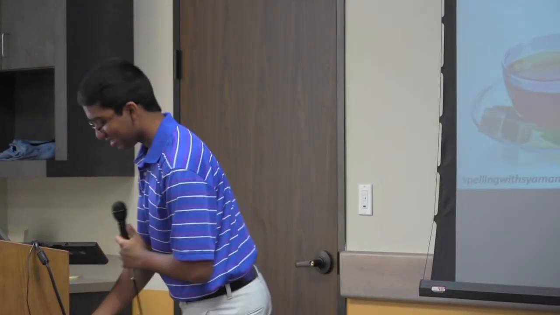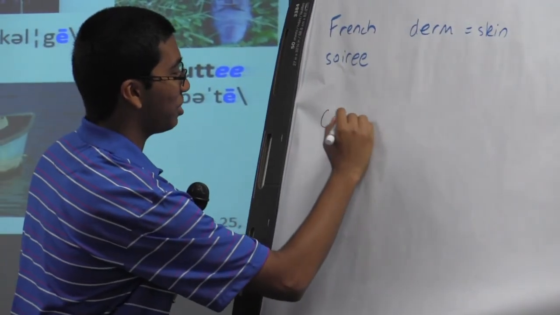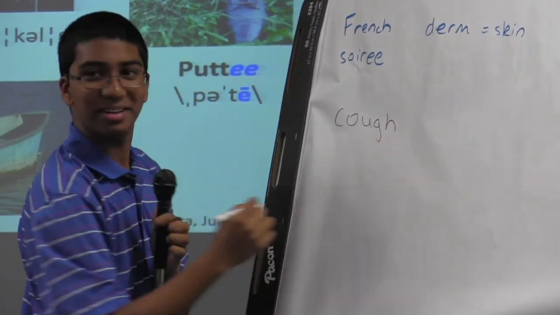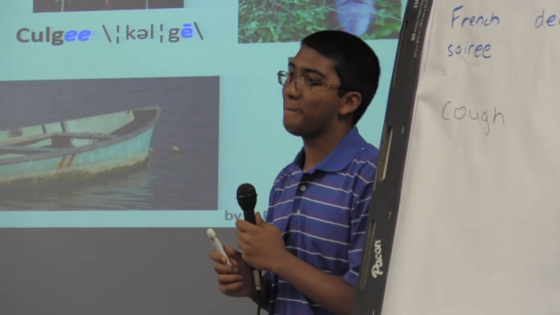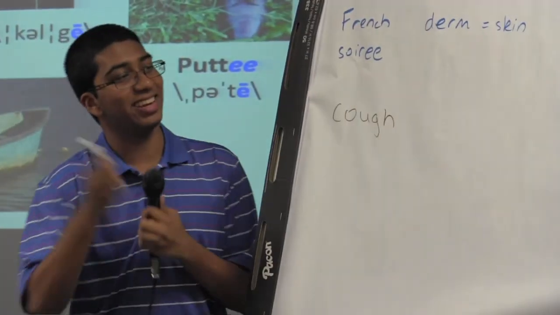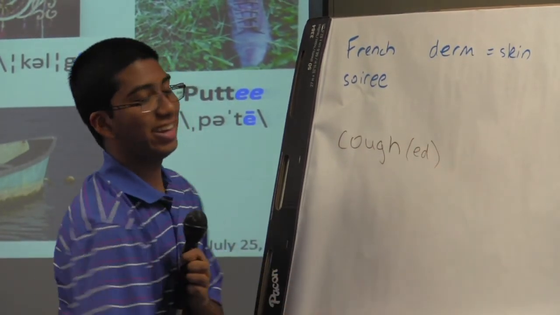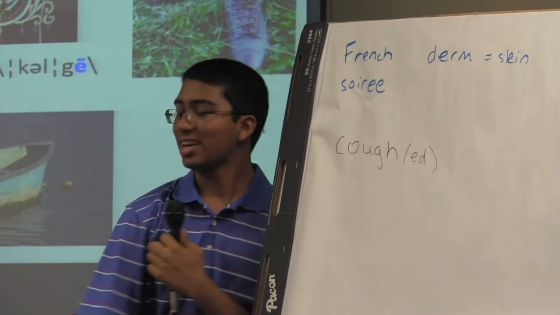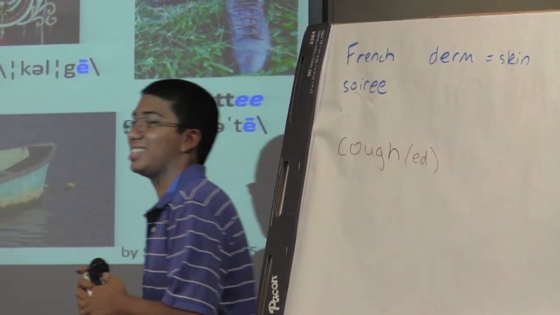So how would you spell the cough? Yeah, so, ooh, I forgot my marker. So that would be C-O-U-G-H, right? So how do you spell cough in this? K-O-F, basically. And then here, if it was past tense, you would add an E-D, right? Here, the same sound, coughed, is just K-O-F-T. And then after that, you add a gari. That's the G-A-R-I.